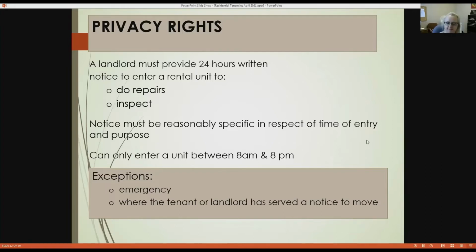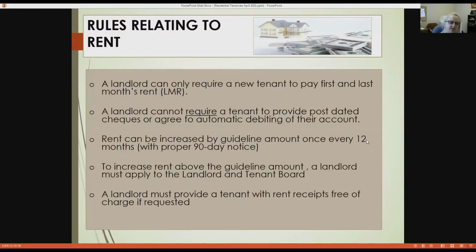So there's some rules relating to rent. We get a lot of questions on this as well. A last month's rent deposit is permitted, but he can only claim it for a new tenant. So if a tenant moves in and they don't pay a first and last month's rent, the landlord cannot then expect them to pay it 6 months down the line.